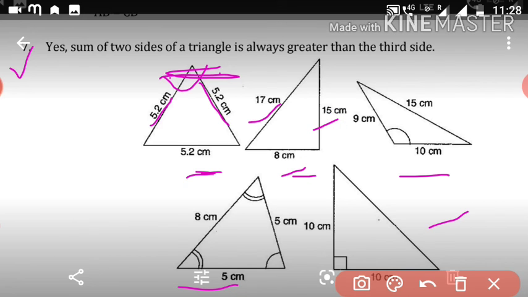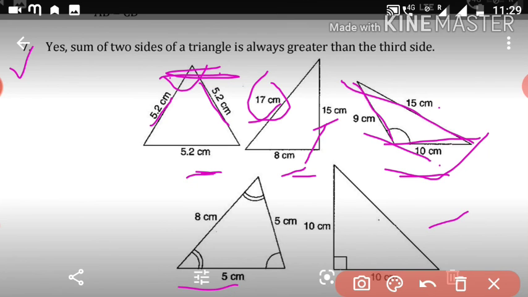Now second one, this is 17 centimeter, 15 centimeter and 8 centimeter. Now if you add any two sides, suppose you add these two, 15 plus 8, how much you will get? You will get 23. Now 23 is greater than 17, isn't it? Yes, so 23 is greater than 17. Now in the third triangle, I have drawn 8 centimeter, 10 centimeter and 15 centimeter. Now if you add any two sides, suppose 10 plus 9 is how much? 19. Now 19 is greater than what?